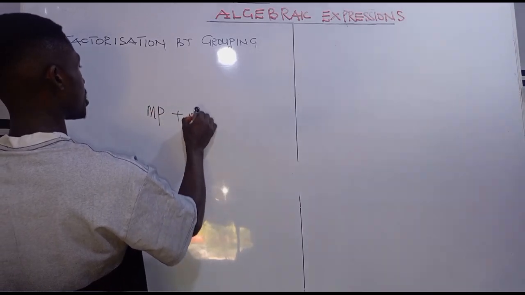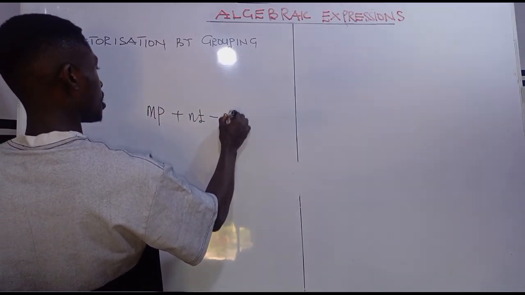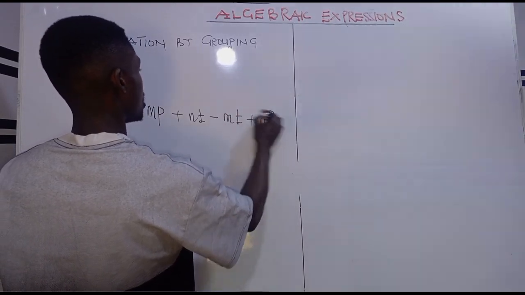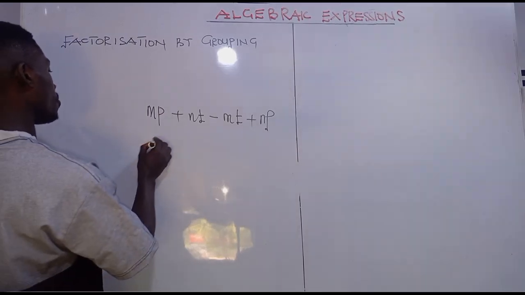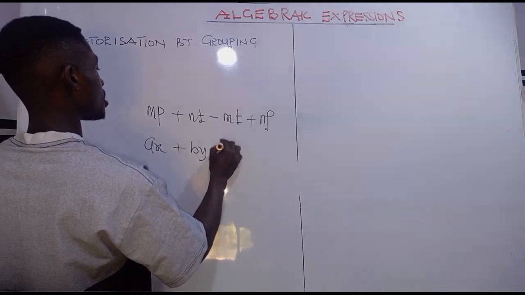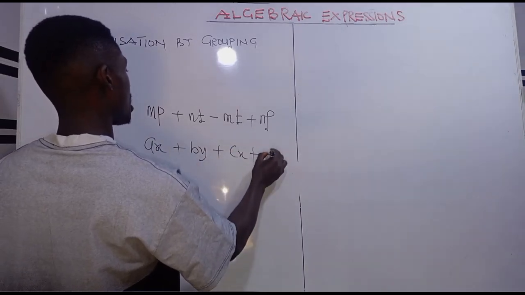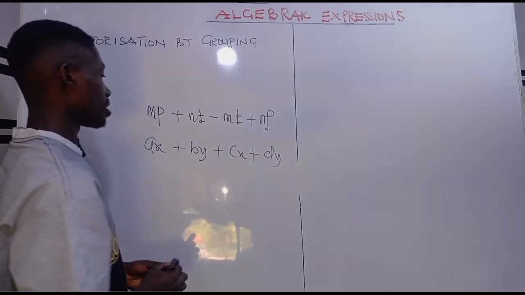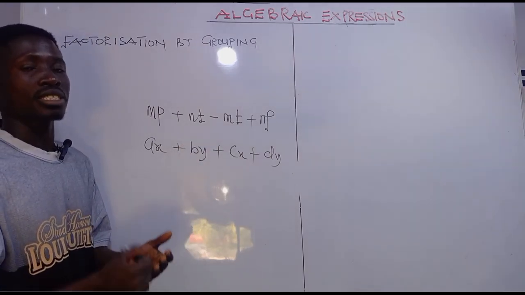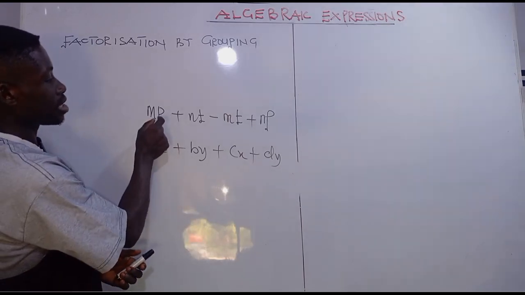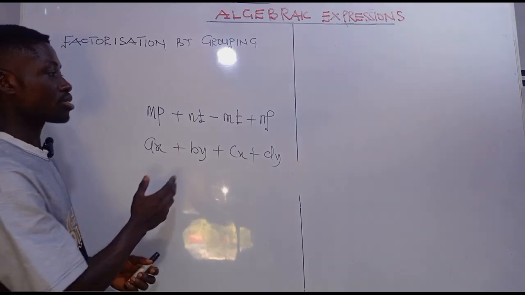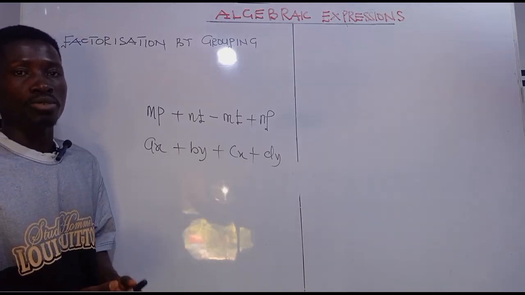MP plus NT minus MT plus NP. We can also talk of, let's say, AX plus BY plus CX plus DY. So algebraic expressions of this very form are being factorized by grouping. You can see that we have four terms: 1, 2, 3, 4. So you can factorize this algebraic expression by grouping.